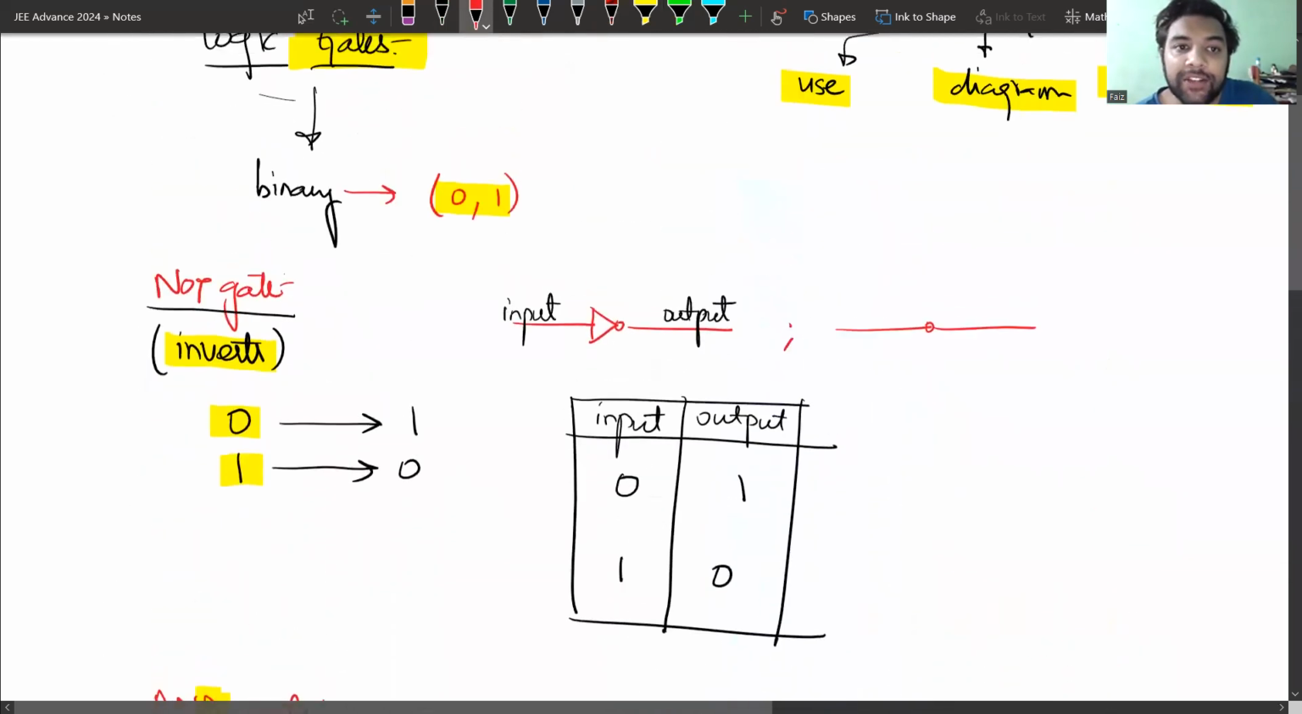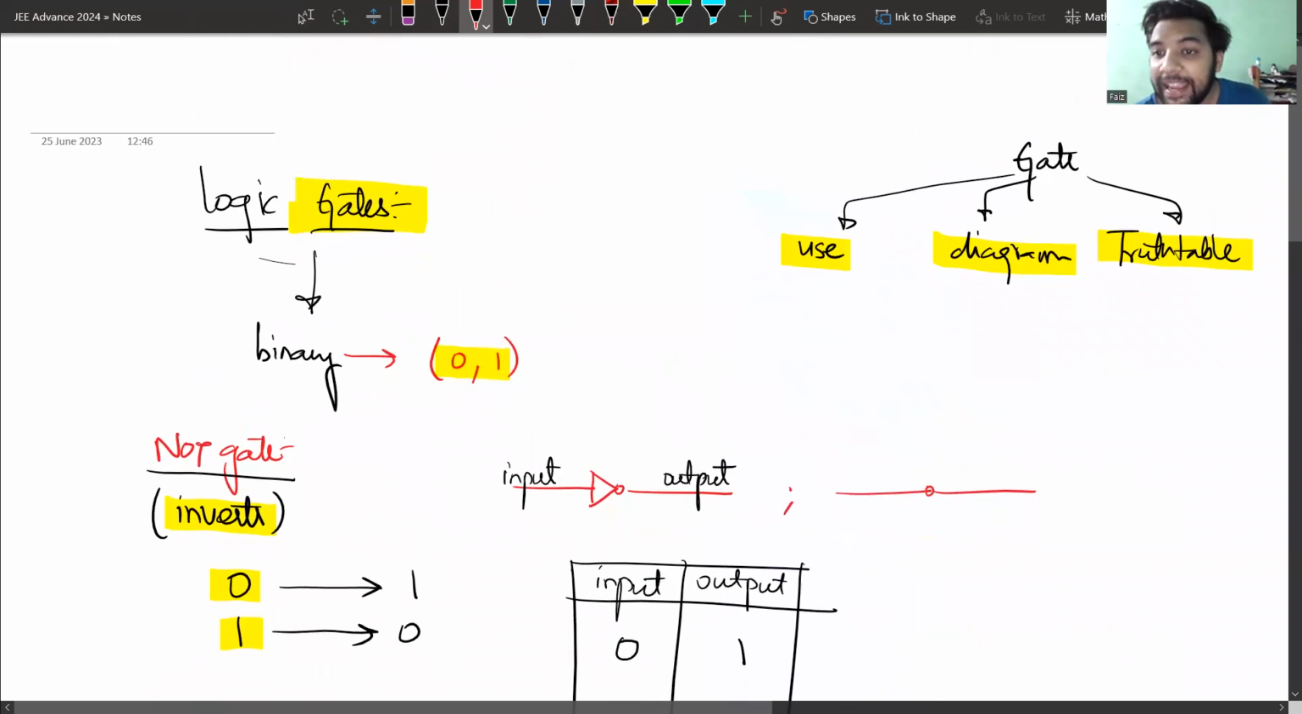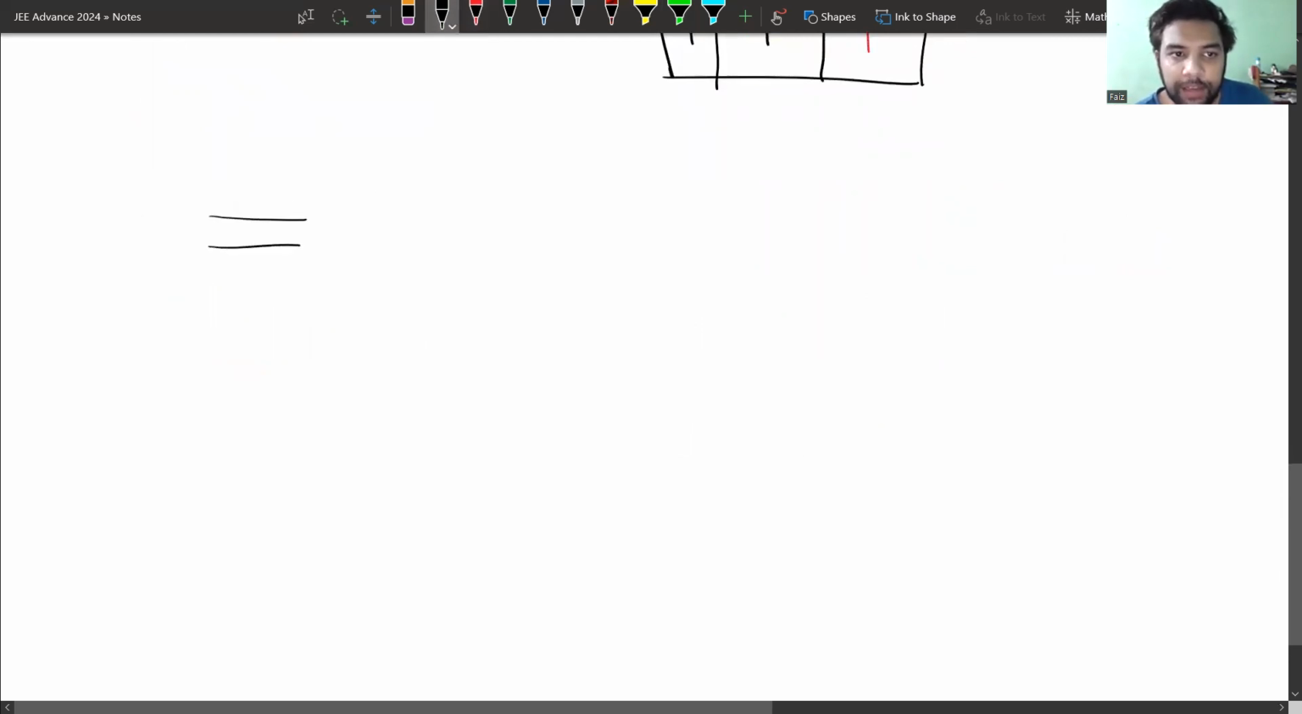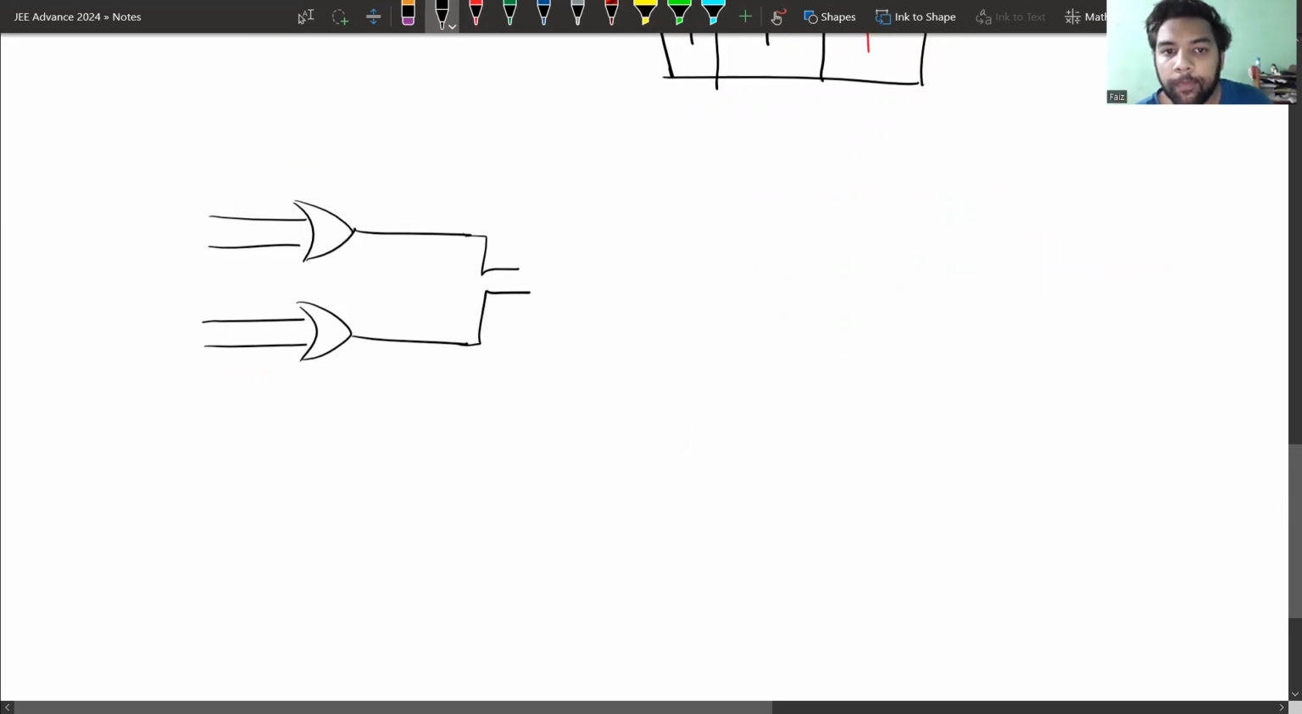So what are the functions of the gate? What is the diagram and what is the truth table? Hopefully you're familiar with it. So let us take a question so that you can solve it and give me the answer. So this is the question. Here the values are 0, 0, 1, 0, and you have to give me the value of the output, right?